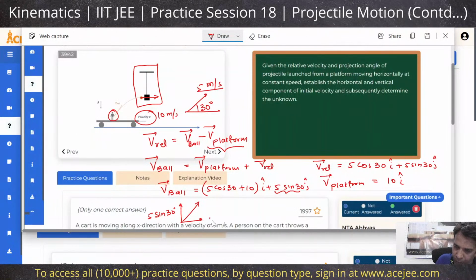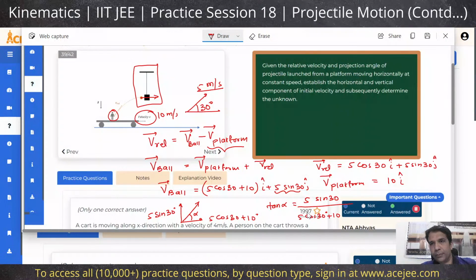And the x component is 5 cos 30 plus 10. So what is this angle alpha? Well, tangent alpha is 5 sine 30 divided by 5 cos 30 plus 10. Is that correct? Did you guys understand it? Yes, sir. Okay. Give me a second.